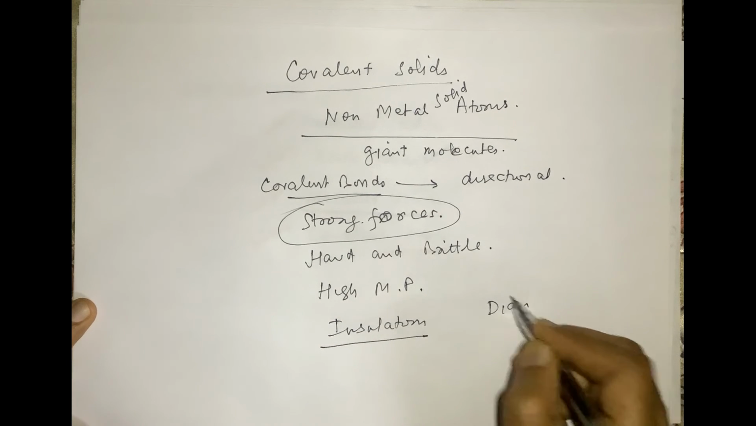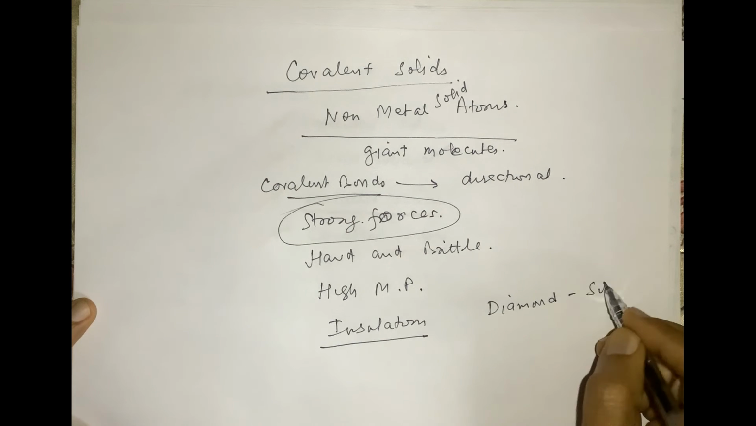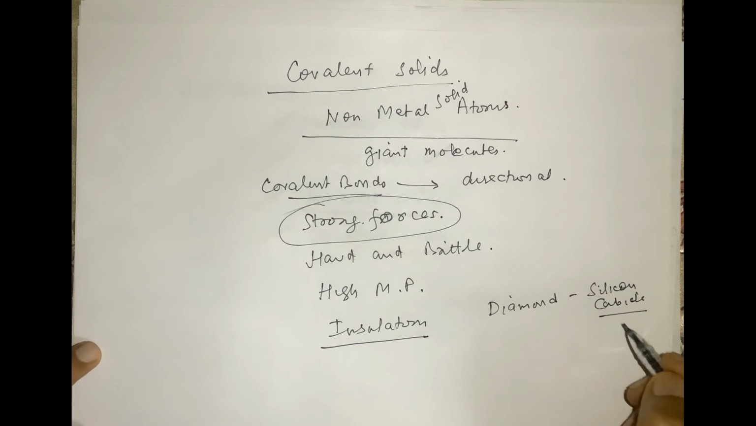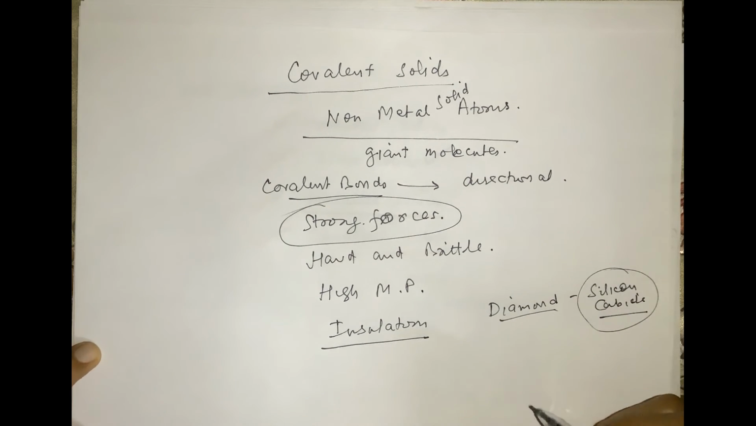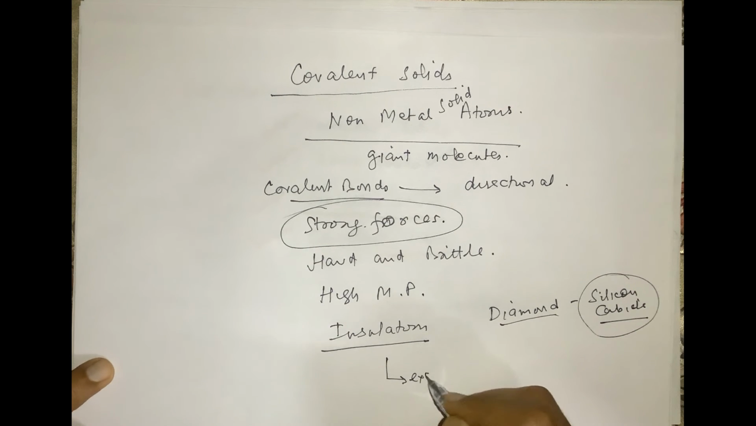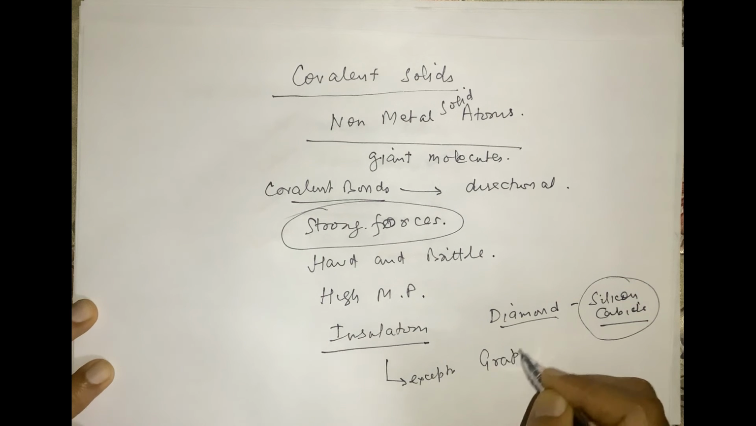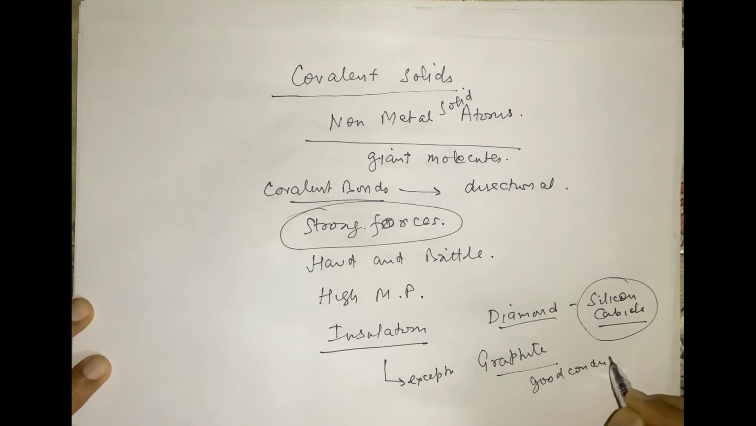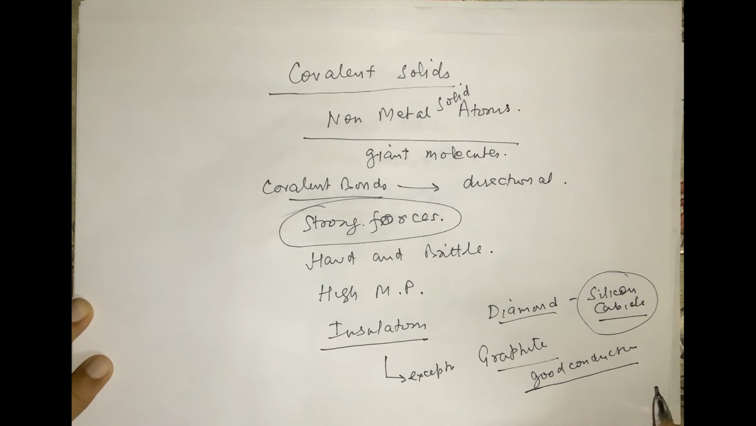Examples of covalent solids are diamond and silicon carbide. And one exception here is graphite. Graphite is also a covalent solid, but graphite is a good conductor of electricity. And it is also used as a lubricant.